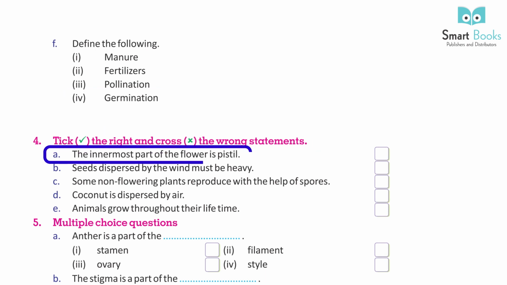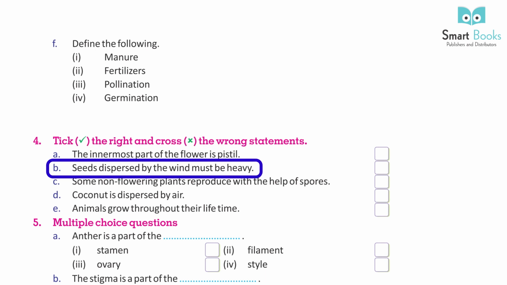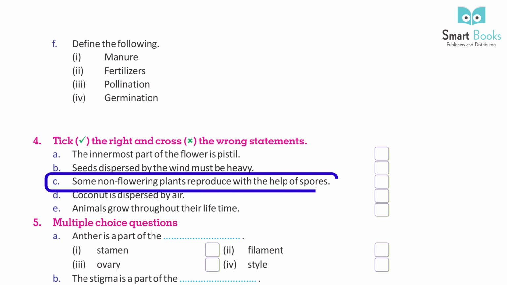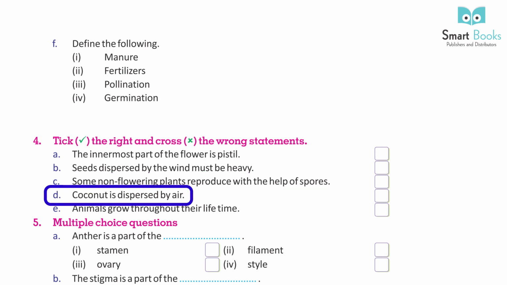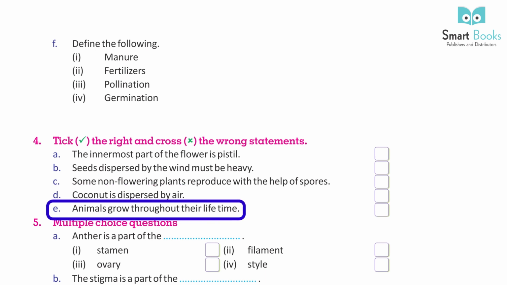4. Tick the right and cross the wrong statements. A. The innermost part of the flower is the pistil. B. Seeds dispersed by the wind must be heavy. C. Some non-flowering plants reproduce with the help of spores. D. Coconut is dispersed by air. E. Animals grow throughout their lifetime.